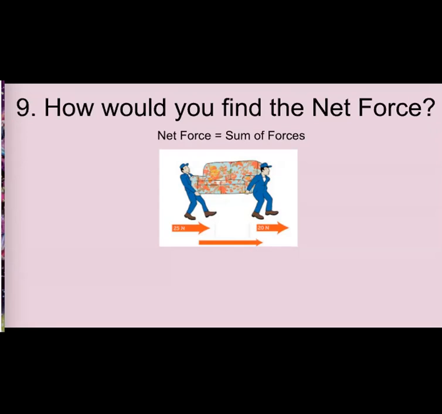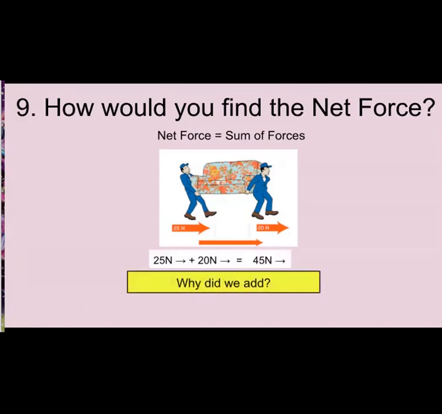I just added the 25 newtons and 20. Okay, and got 45. Anybody else? So that's what I did. If we see this here, I took the 25 newtons plus the 20 newtons, and then I got 45 newtons going to the right. Okay. Now I want you to think about this. Why did we add? Notice there's no number here, so it's not on the formative. Why did we add? Any thoughts?